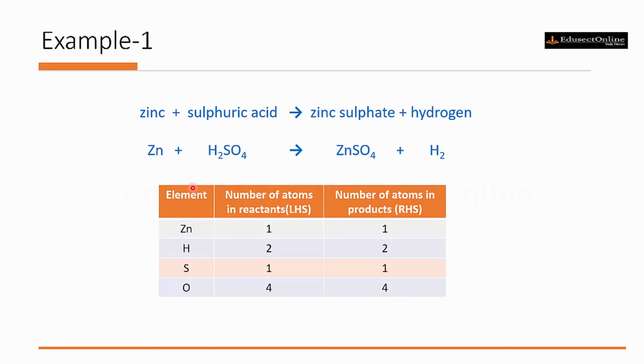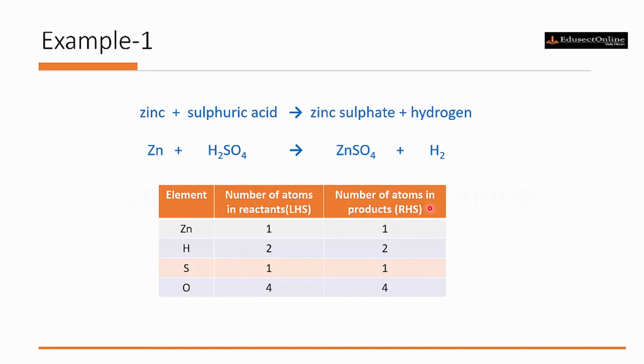On the reactant side, how many atoms of zinc? 1. Then hydrogen, it's 2. Sulfur, it's 1. Oxygen, it's 4. Let's count on the product side. Zinc, it's 1. Sulfur, it's 1. Oxygen, it's 4, and hydrogen, it's 2. Let's see whether it's equal or not. Yes, zinc is equal. Hydrogen is equal. Sulfur is equal. Oxygen, 4 and 4, is equal. So the number of atoms on the reactant side equals the number of atoms on the product side. That means this equation is balanced.